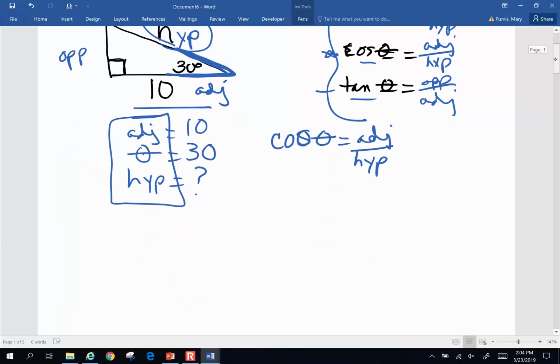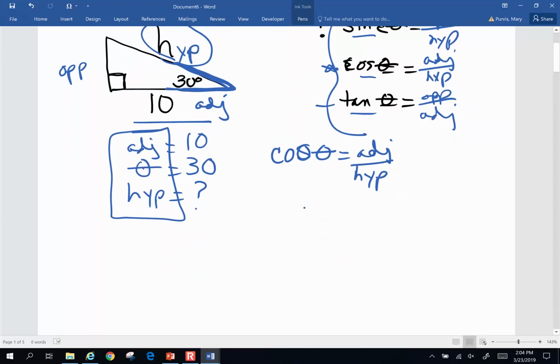And there's a couple different ways you can do it. You can put the numbers in right away, which most students like. Most instructors want you to do the algebra first. So I'll do it your way. So I'm going to say the cosine of 30 degrees, that theta symbol represents that angle. The cosine of 30 degrees is the adjacent, and the adjacent we know is 10, divided by the hypotenuse.